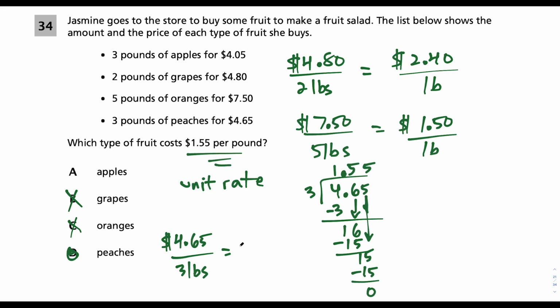So $1.55 per pound corresponds to peaches. Okay, so when we reduce this one here, the unit rate is $1.55 per pound. Choice D is our answer.